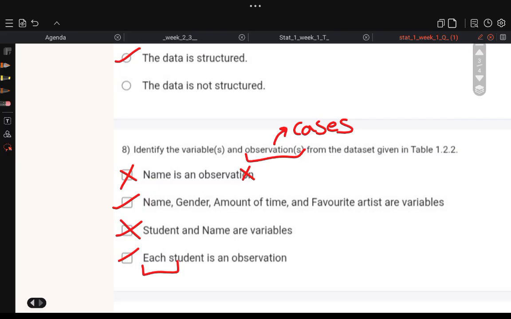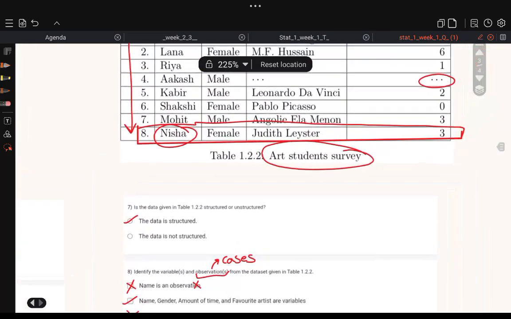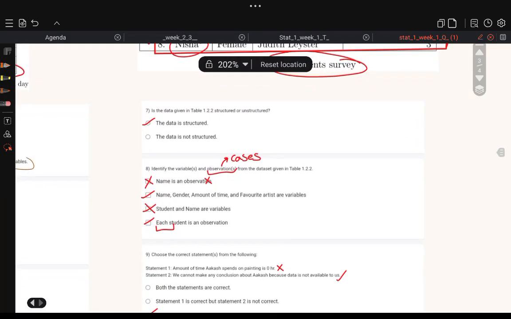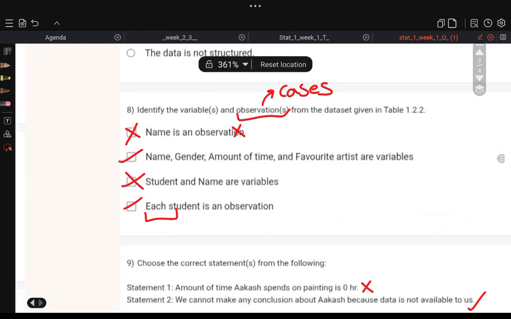Name of the student and name are variables. Student is an observation. Each student is an observation. See, every student has their own name, gender, roll number, age, and time allotted. So it is a case, not a variable. So each student is a case.